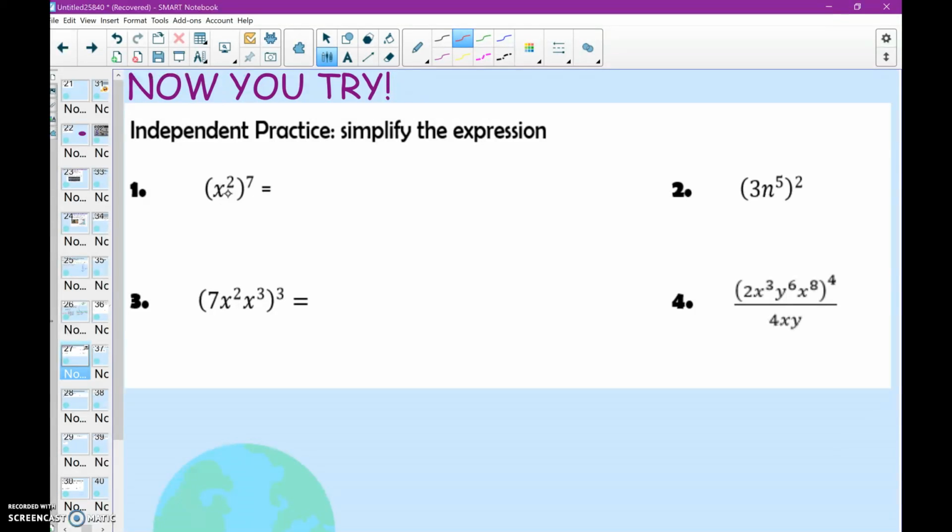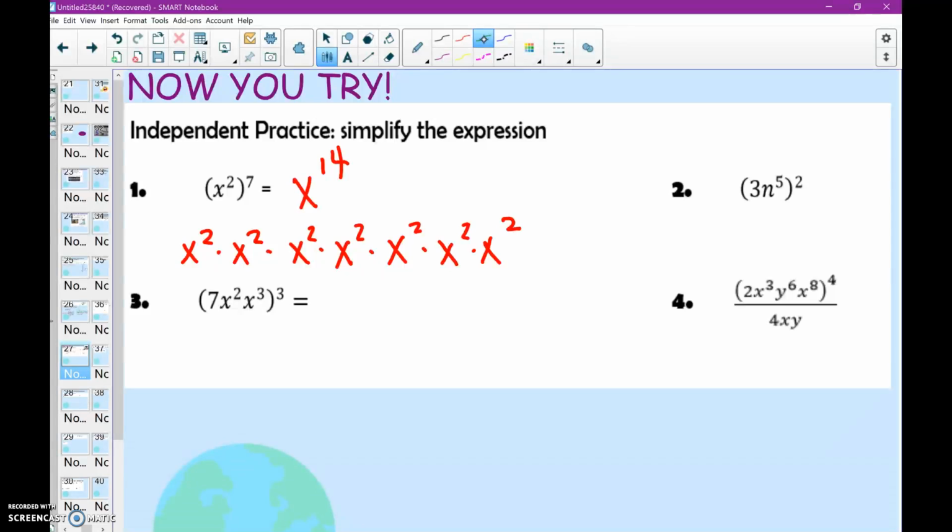Okay, so we have x squared 7 times. So I'm actually going to write out all of them, which hopefully you did too. 1, 2, 3, 4, 5, 6, 7. So 2, 4, 6, 8, 10, 12, 14. Should have been x to the 14th. This one, we're doing 3n to the 5th times 3n to the 5th. 3 times 3 is 9. If I add up the 5s, I get n to the 10th power.